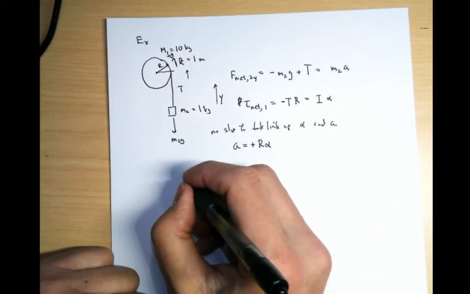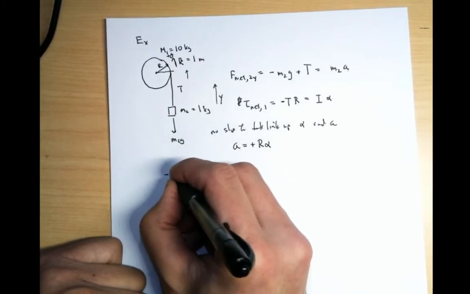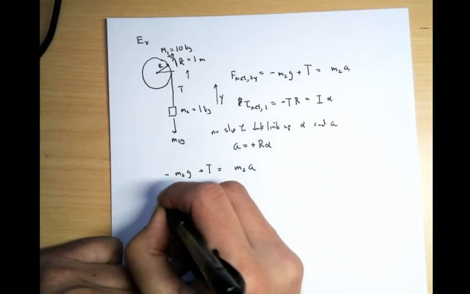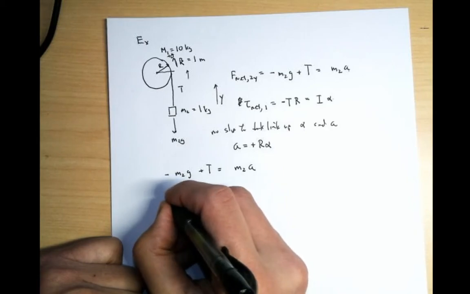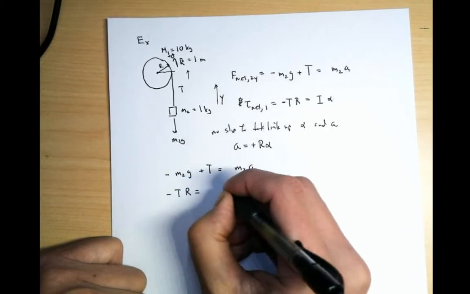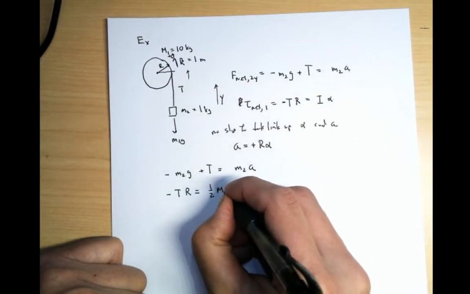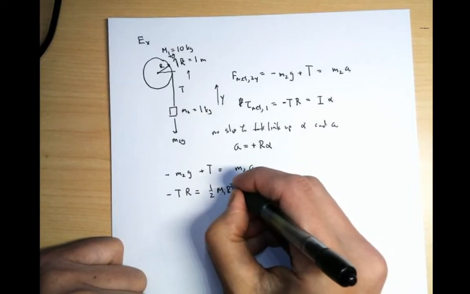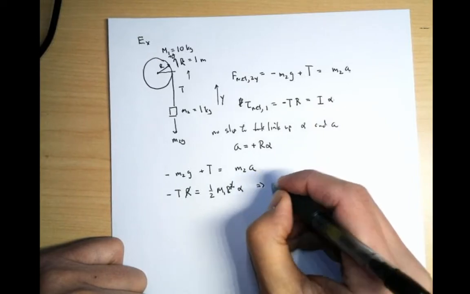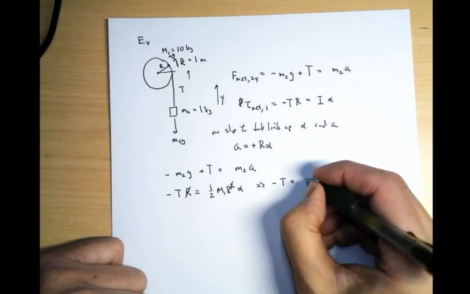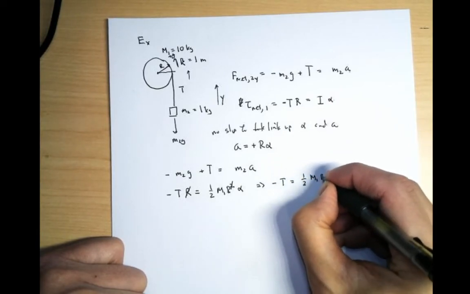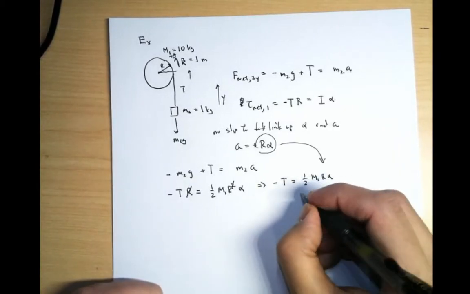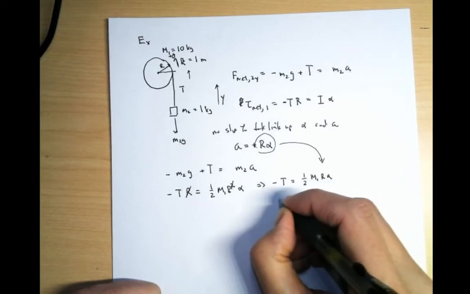So let's go ahead and do it now, right? What I have is minus M2g plus the tension is equal to M2 times a. I also have that minus T times R is equal to I alpha. Now I is going to be 1 half M1 R squared times alpha, and so if I do this, I'll kill this R off. That's minus T is equal to 1 half M1 R times alpha. Guess what? This can be plugged in: it's equal to 1 half M1 a, is minus T.